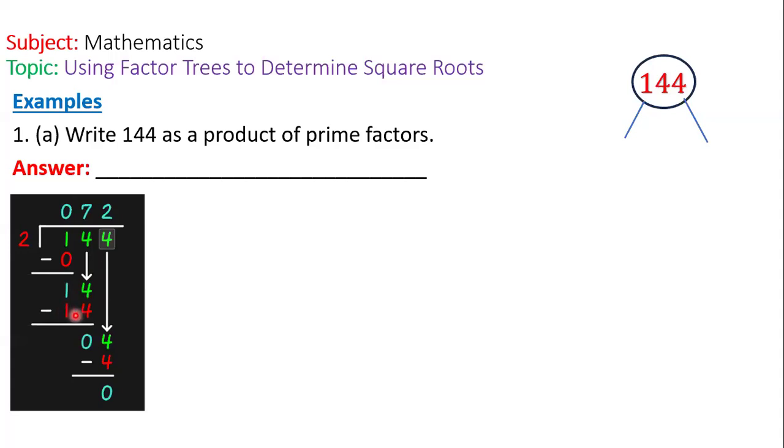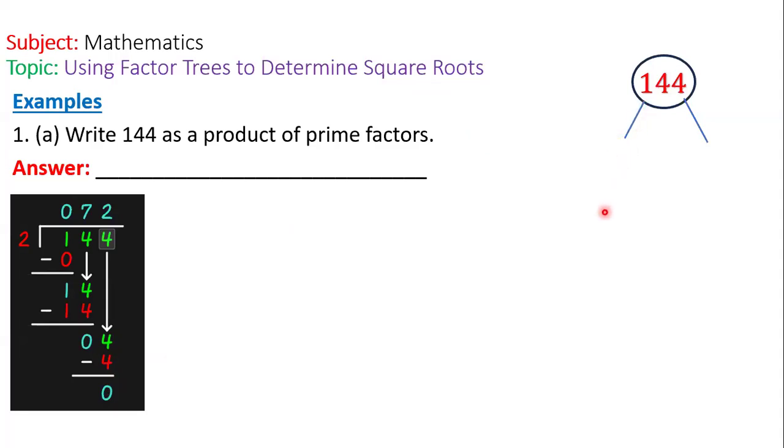2 times 7 is what? 14. And we have 14 minus 14, which gives us 0. We bring down the 4. How many times does 2 go into 4? Twice. So 2 times 2 is 4. And 4 minus 4 is 0. So how many times does 2 go into 144?